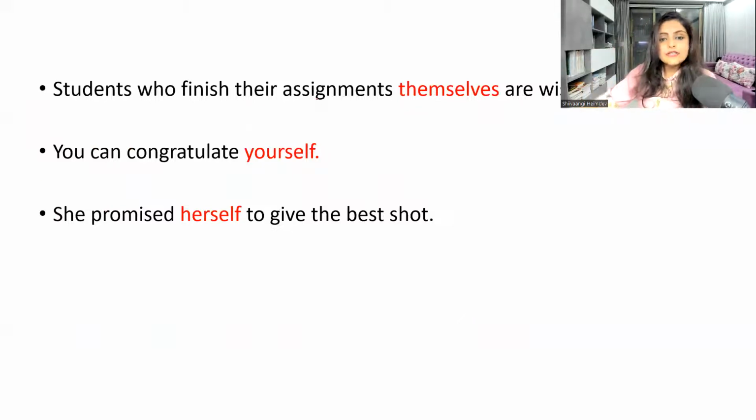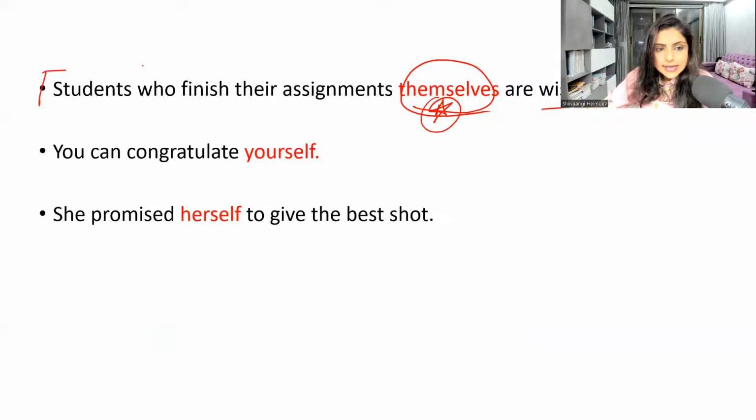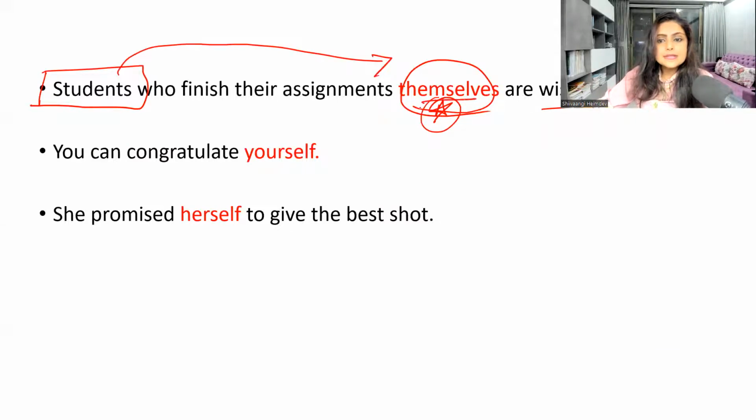So when I say, "Students who finish their assignment themselves are wise." Now, is this correct? Using themselves in this sentence, is this correct? It's absolutely correct. Why is it correct? Because I have a base here. I have students as my subject, and then what is reflecting upon is themselves. So themselves is reflecting upon the students. So students themselves are wise. It's absolutely correct. So themselves is correct because I have a base, I have a subject, students here.